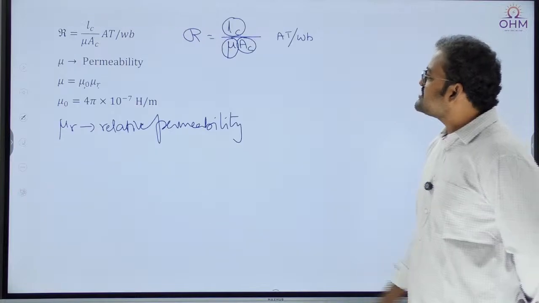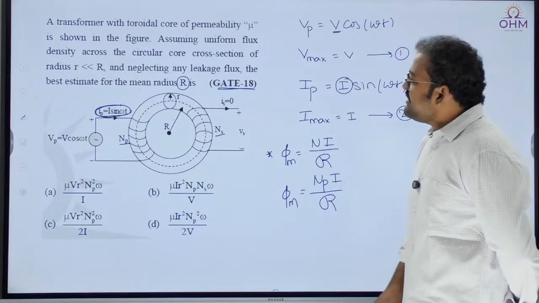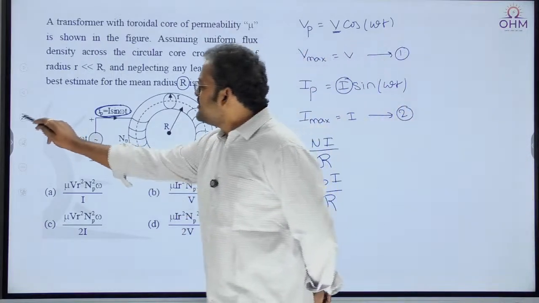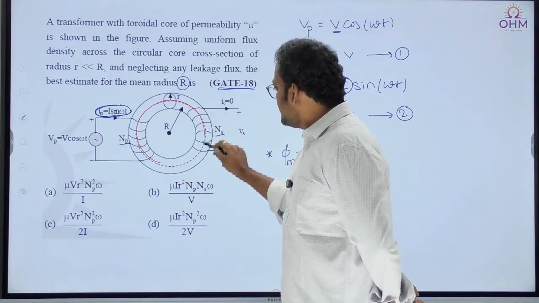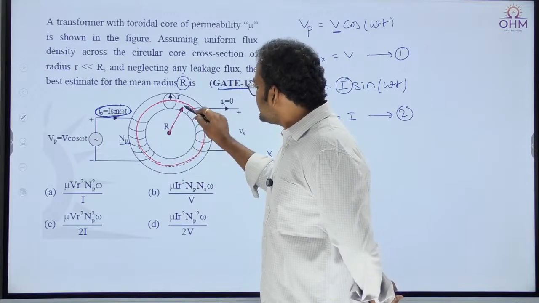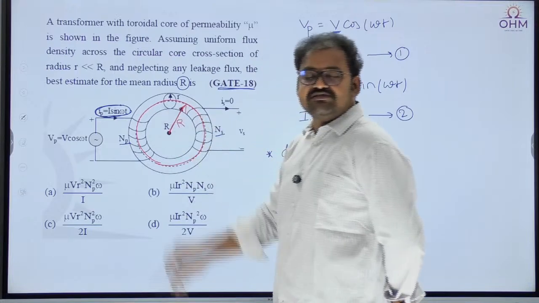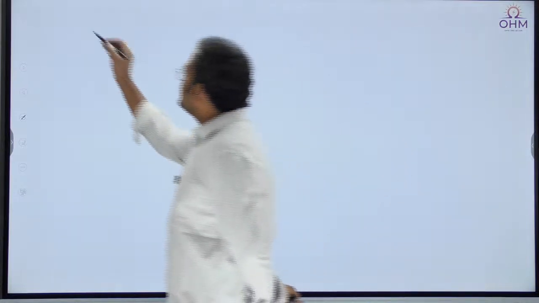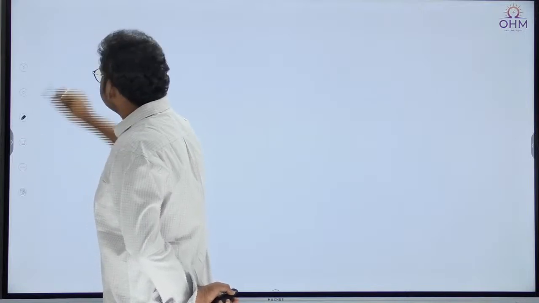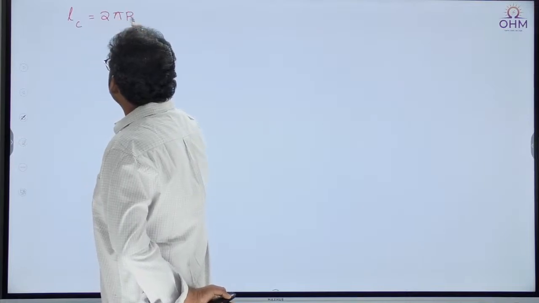What is the formula for reluctance? I already explained. Length by mu into cross-sectional area. What does length mean here? Length means indirectly the length of the flux path. You see, flux is circulating like this. Okay, and what is the radius of this circle? Capital R. If the radius is capital R, what is the length of this circle? Is it not the perimeter of the circle? 2 pi R. So the length of the core is equal to 2 pi into capital R.